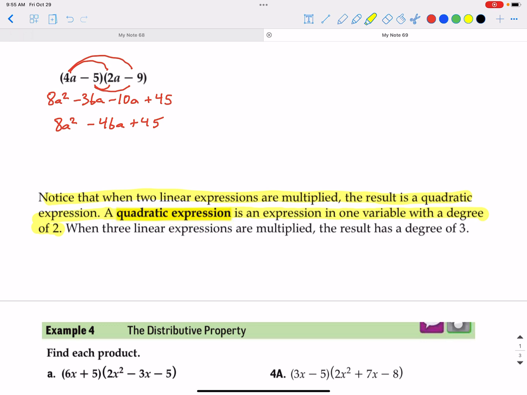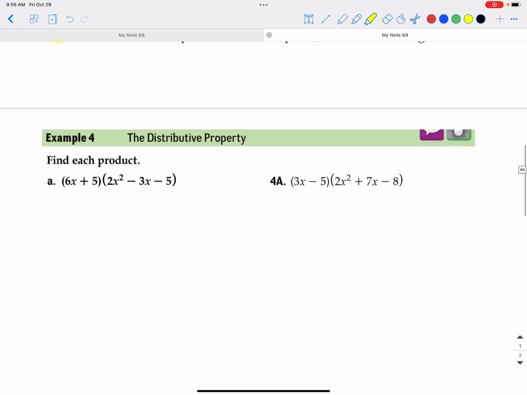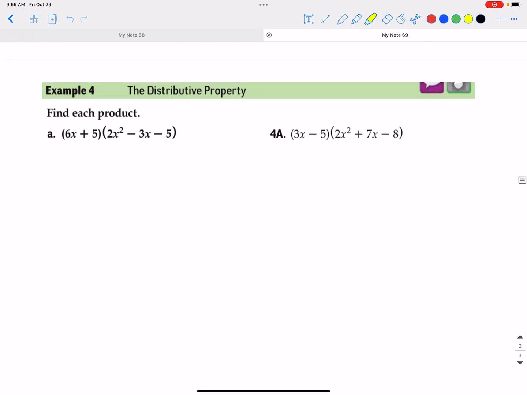Now, not every time that you multiply do you get a quadratic expression. Sometimes the exponents will be higher, as shown here in example 4. This time we have a binomial with 2 terms in the first set of parentheses times a trinomial with 3 terms in the second set of parentheses. So we have to take both terms in the first set times all 3 terms in the second set. So that'll be 6x times 2x squared, and that is 12x to the third power. 6x times negative 3x is negative 18x squared. Remember, we're adding those exponents. 6x times negative 5 is negative 30x.